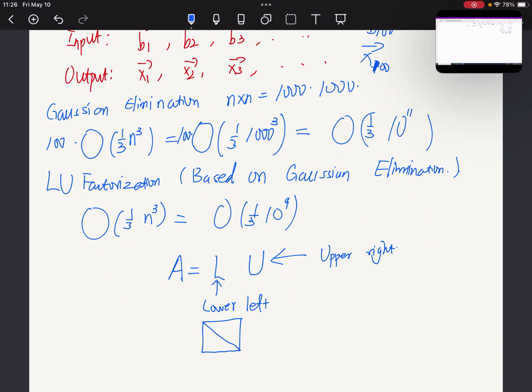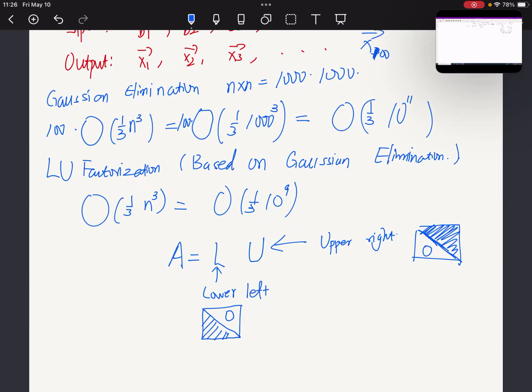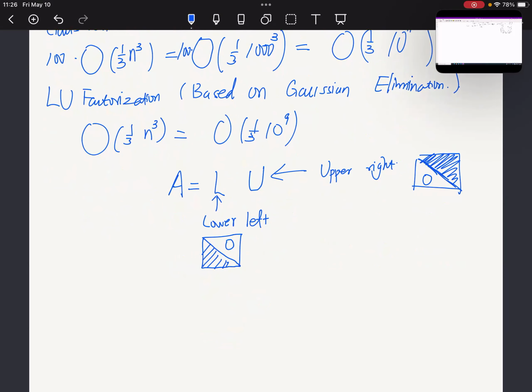Lower left means we have some non-zeros here and then 0 on the upper right. And for the upper right triangular, we have the non-zero elements above the diagonal, and then this is the 0. This is why we call it LU factorization, which means the lower left triangular and the upper right triangular matrix factorization.